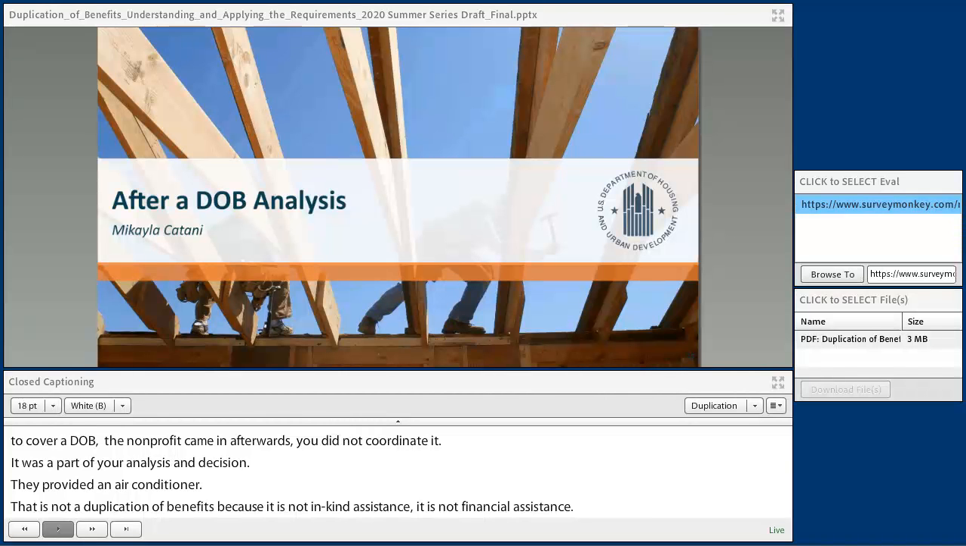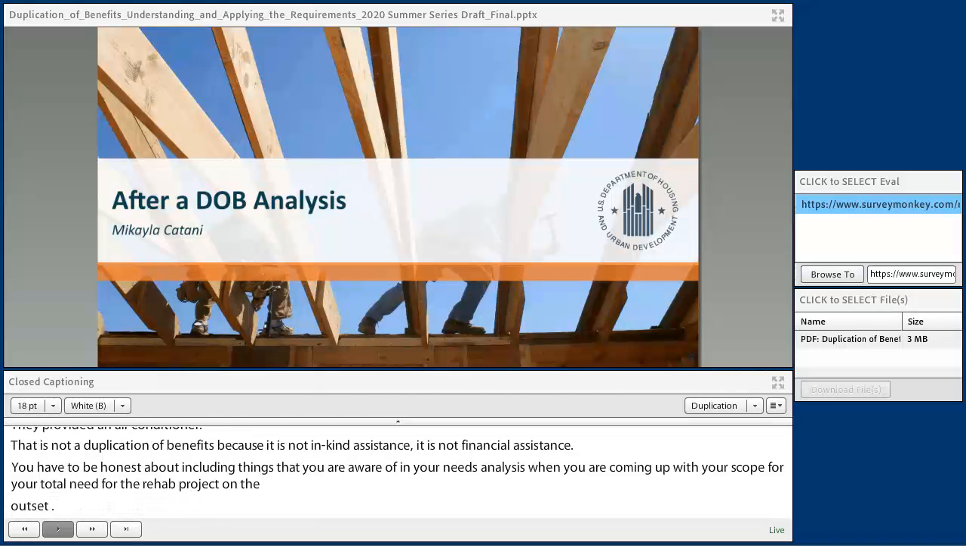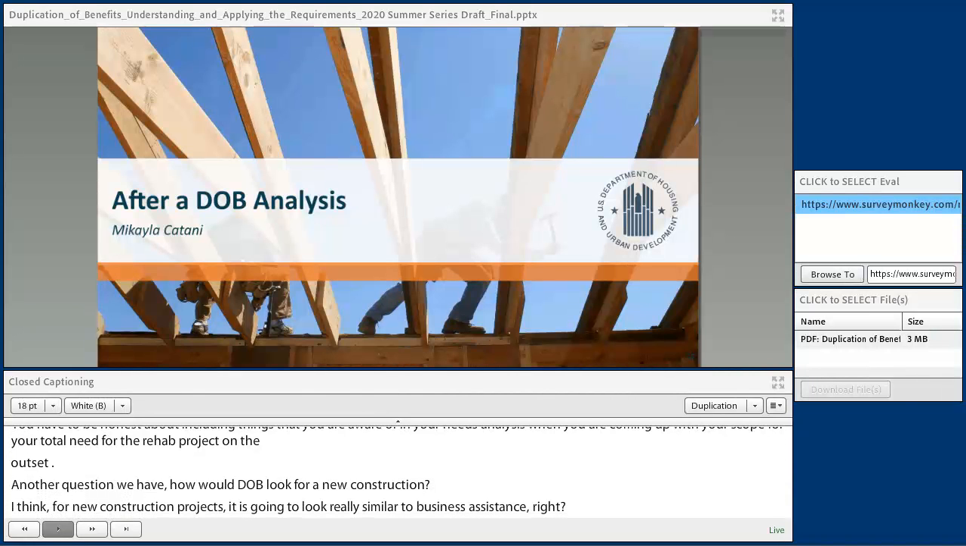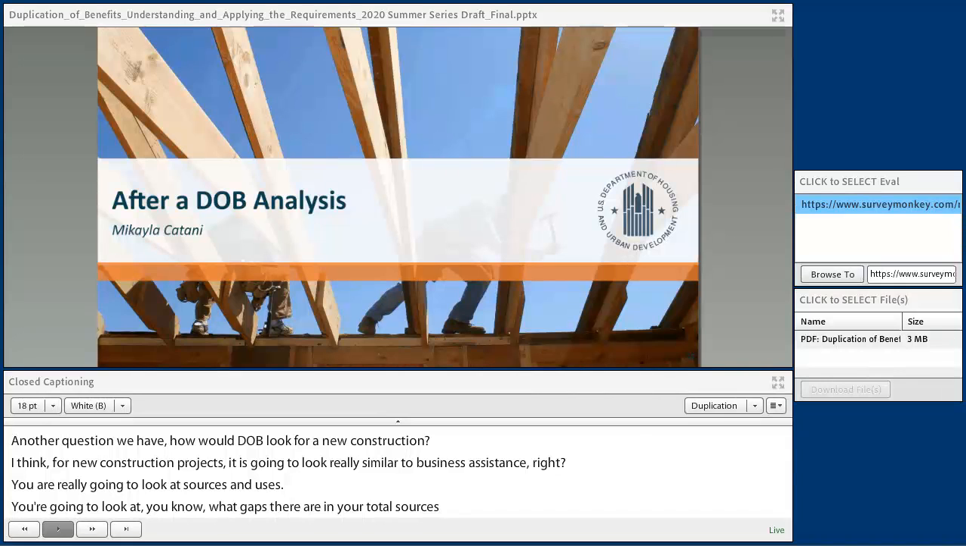Another question we have is how would DOB look for a new construction? And I think, for new construction projects, it's going to look really similar to business assistance, right? I mean, you're really going to look at sources and uses, and you're going to look at what gaps there are in your total sources available, and that you're going to come up with your total need by really looking at what financial assistance is needed to make that construction project go forward. So DOB definitely applies to new construction the same way it applies to all uses of funds.